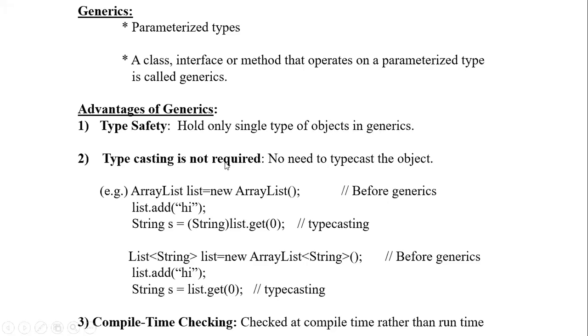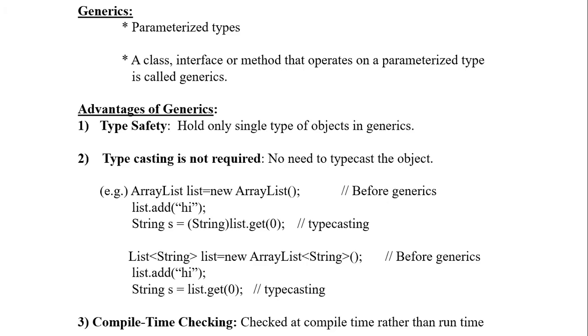Typecasting is not required. No need to typecast the object, because generally whatever input you give will be considered as objects only. And generics can be applied only on objects but cannot be applied to primitive types. I cannot write int in the brackets. If I have an Integer class, then I can specify that Integer needs to be accepted.